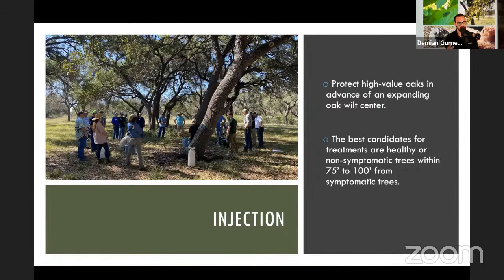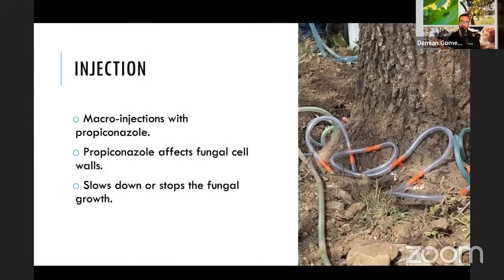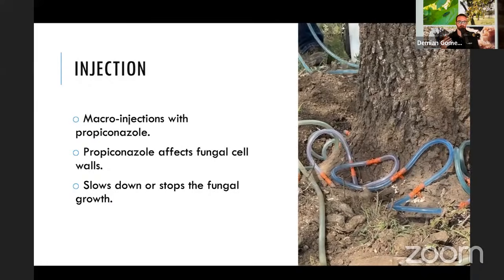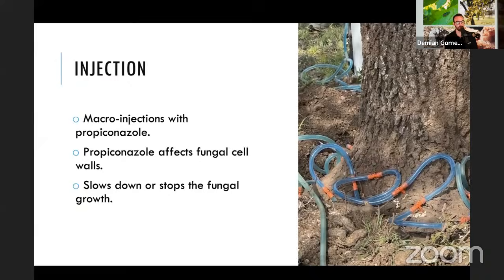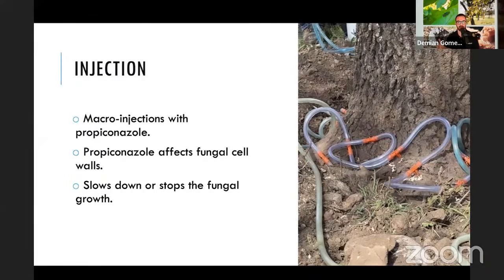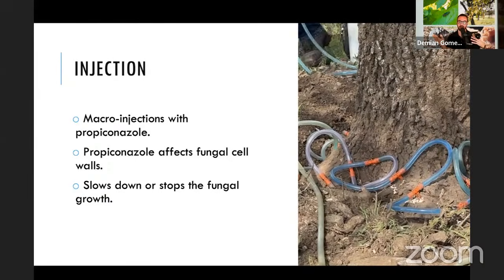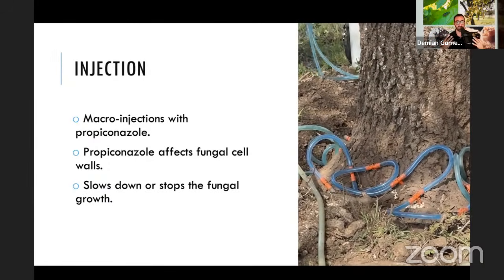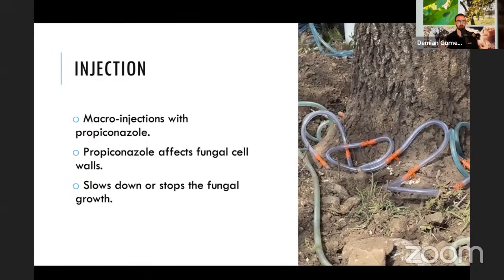But the best candidate is going to be the healthy, non-symptomatic trees that are 75 to 100 feet from that symptomatic tree. And the thing that we recommend is what is called micro injection with propiconazole. Propiconazole is a fungicide that affects some key pathways in fungal cell wall formation, right? So once you inject the fungicide, it's going to stop fungal growth, right?